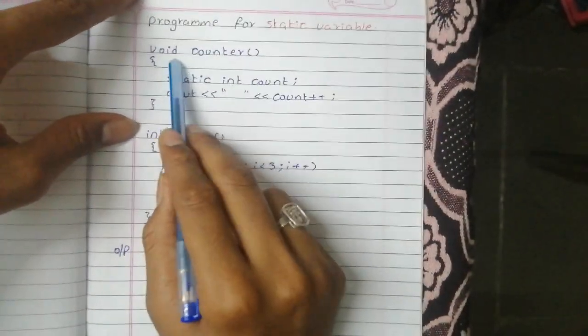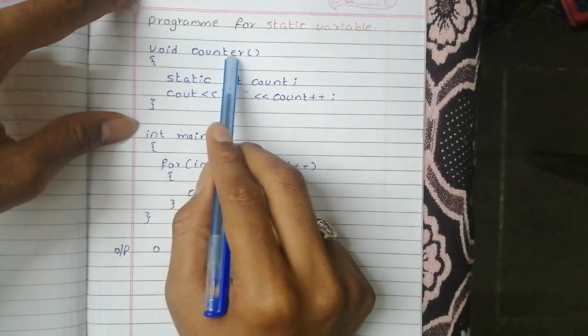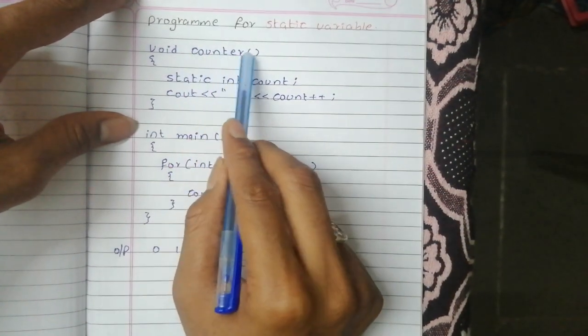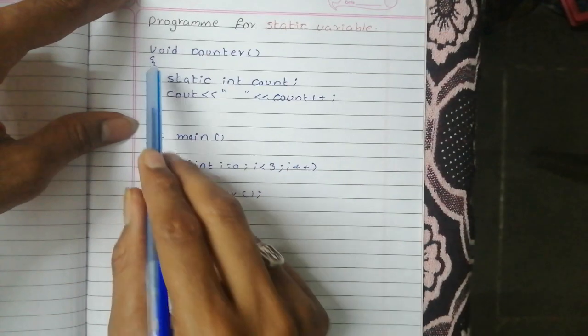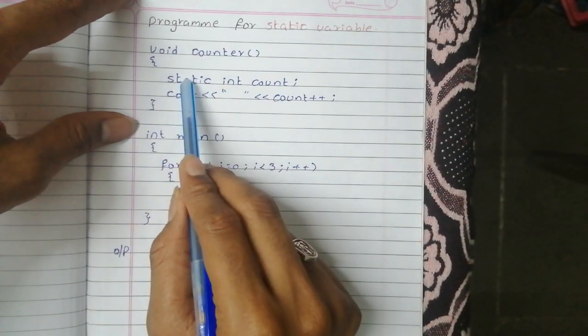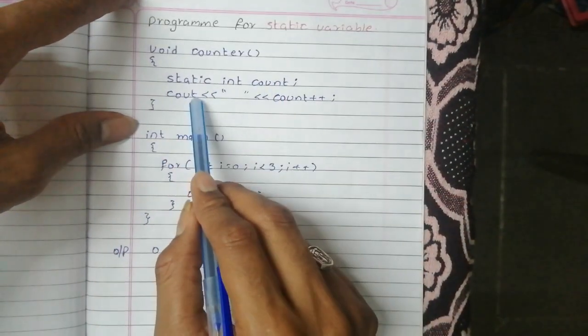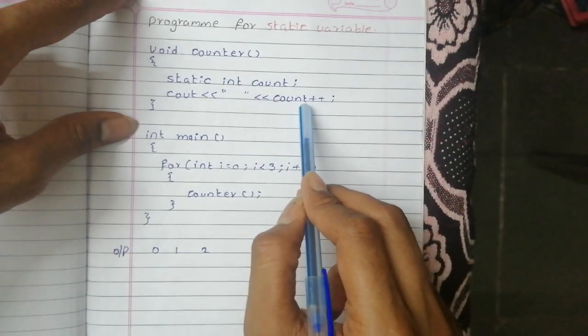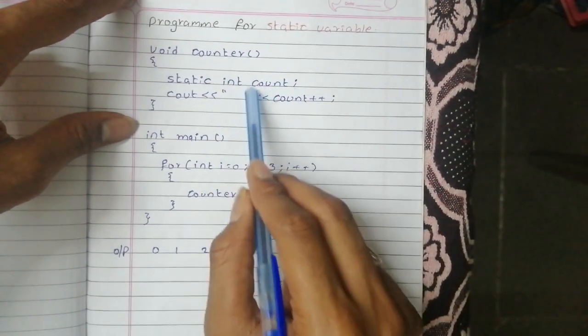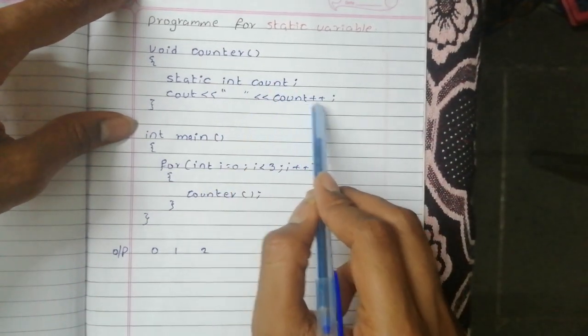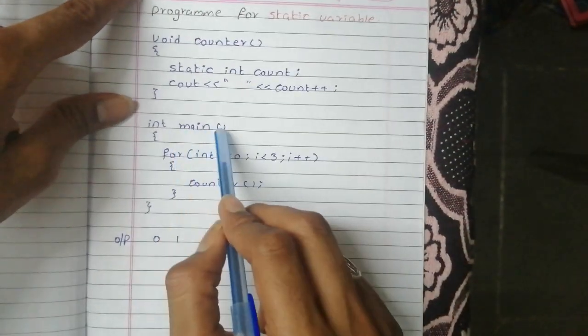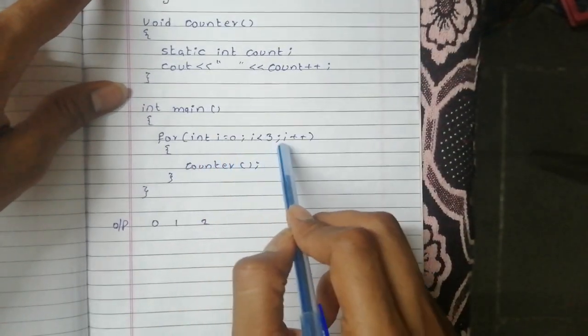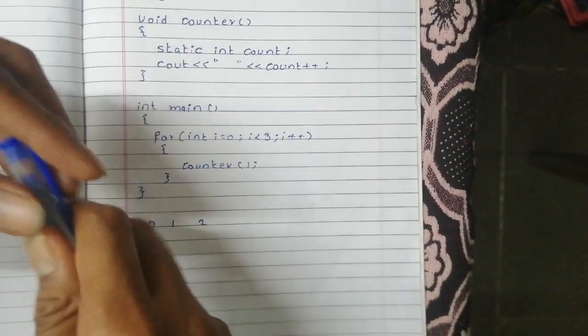So see here, we create a function named void counter. The function starts here and it ends here. Here we declare static int count, and then count plus plus. The variable name is count. Then in int main, for i equals 0, i less than or equals to 3, i plus plus, we call counter.